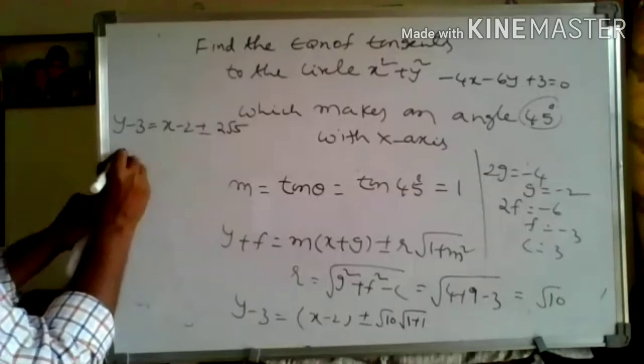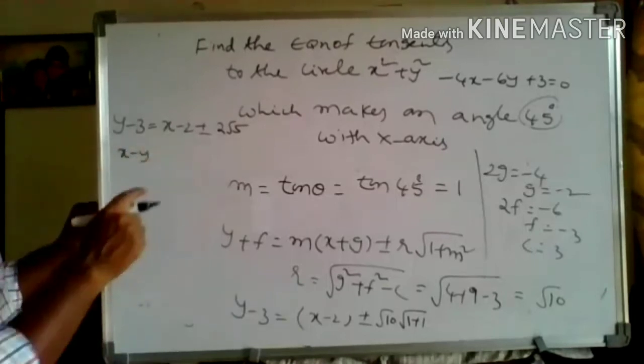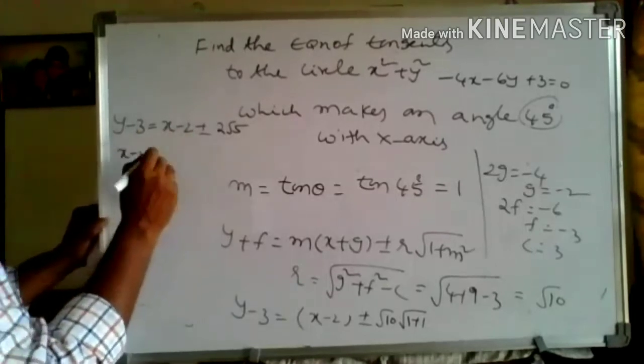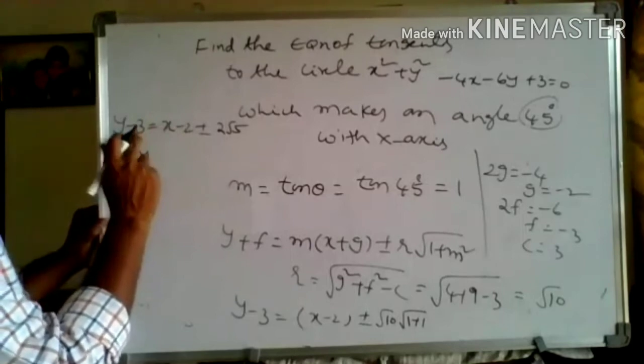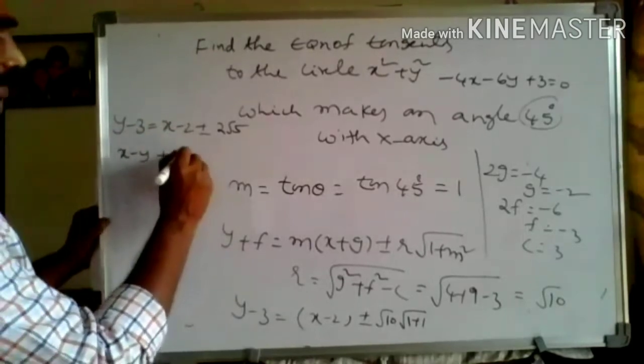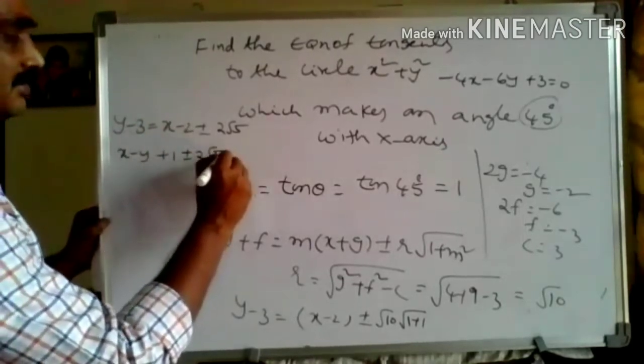Final answer is x − y − 2 + 3 + 1 ± 2√5 = 0.